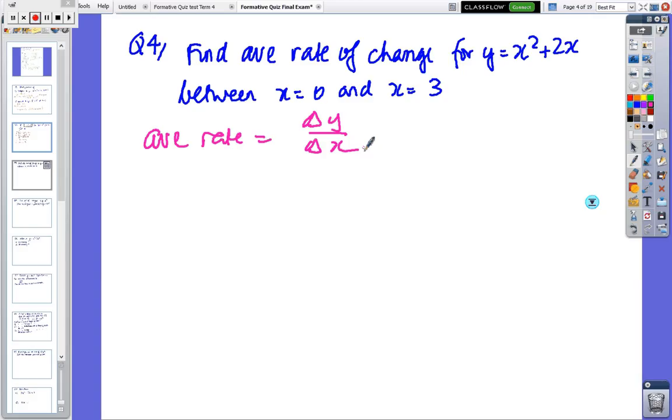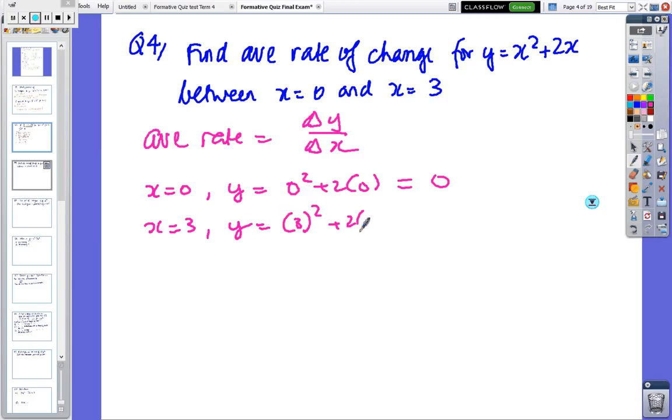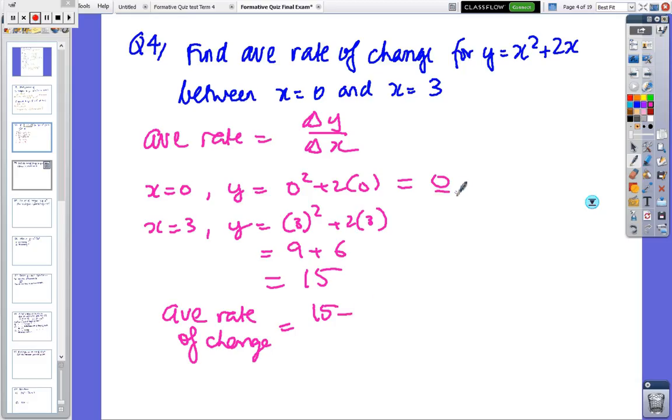Okay, so when x equals 0, y equals 0 squared plus 2 times 0, which is 0. When x is 3, y equals 3 squared plus 2 times 3 equals 9 plus 6 equals 15. So the average rate of change equals 15 minus 0 over 3 minus 0, so the average rate of change is 5. Okay, copy and come across.